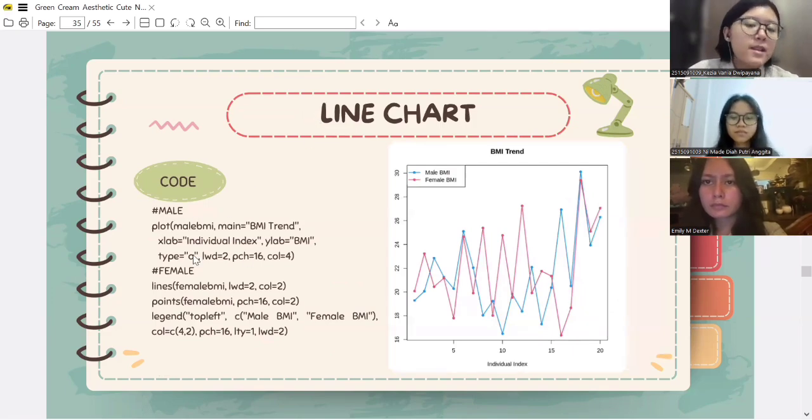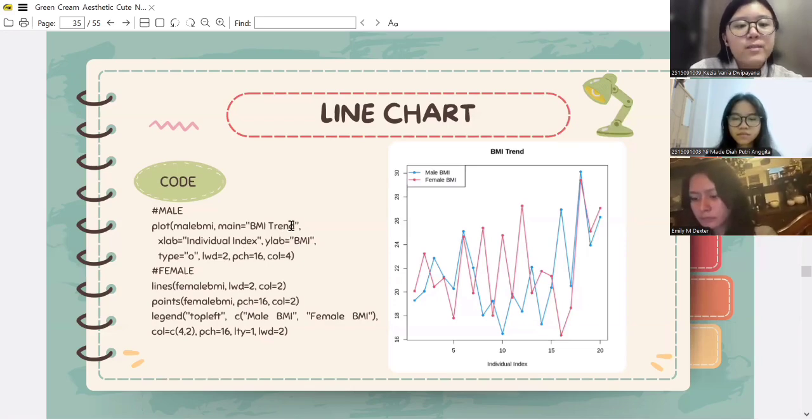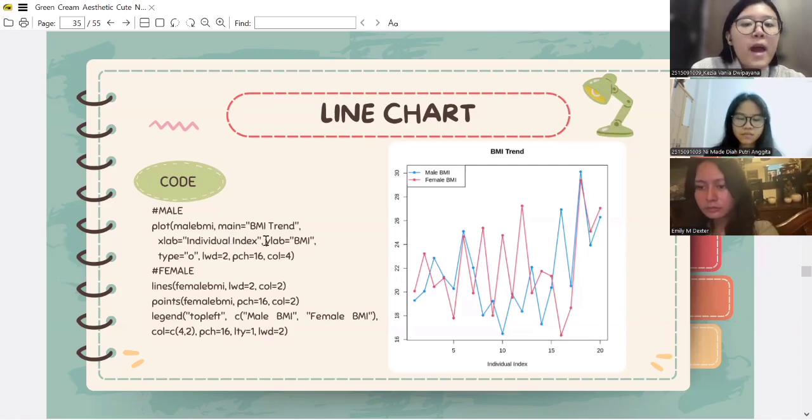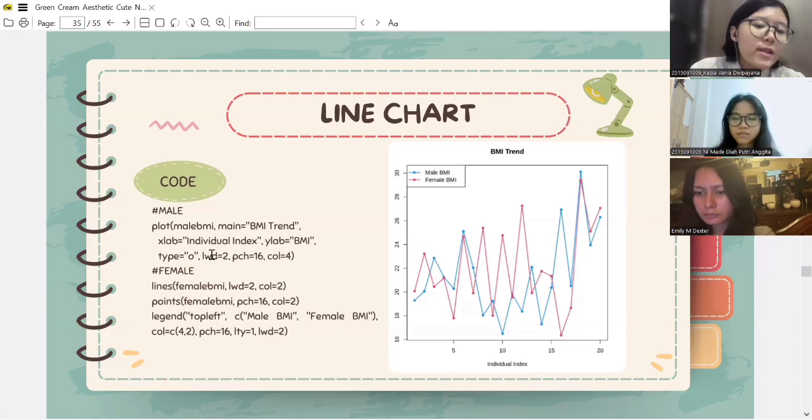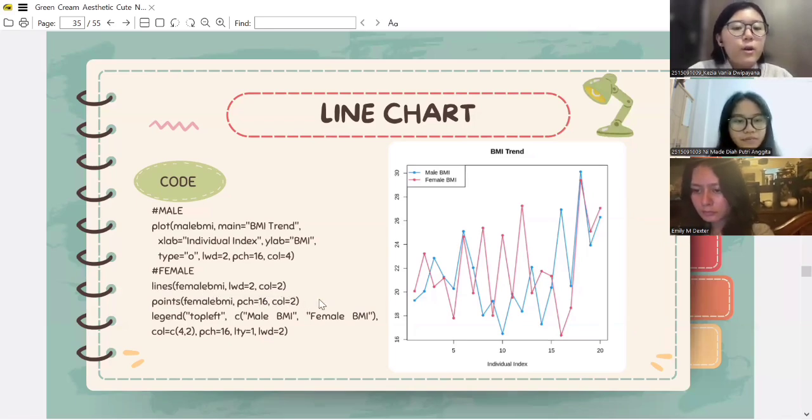This code creates a line chart using the plot function. We use male BMI data and set BMI trend as the main title, then set individual index as the x-axis label and BMI as the y-axis label. Type equals o, meaning we plot both lines and points. Line width equals 2, pch equals 16, solid circular points, and color equals 4, which is blue. Afterwards, we need to add the female BMI as a line with line width equals 2 and color equals 2, which is red. And lastly, female BMI points with pch equals 16 and color red.